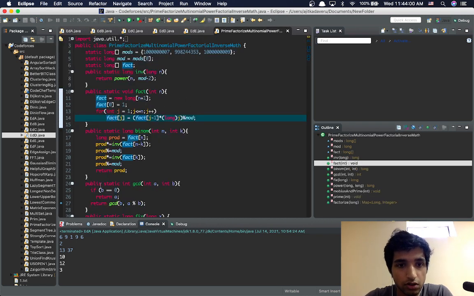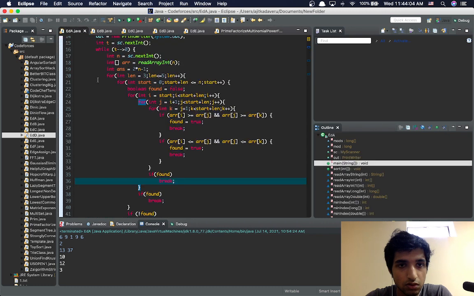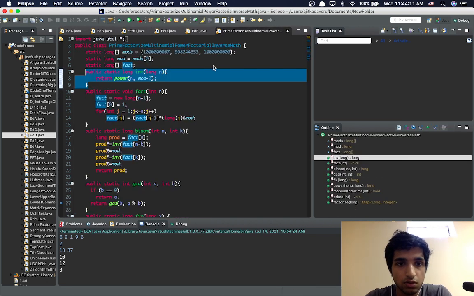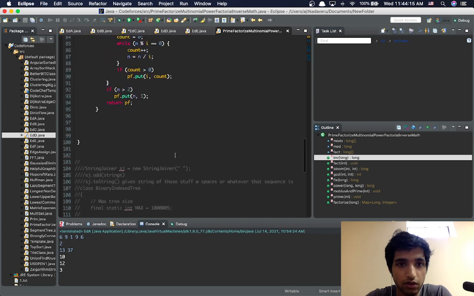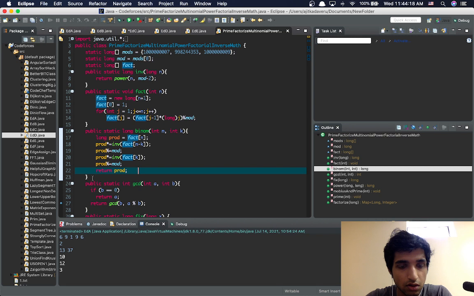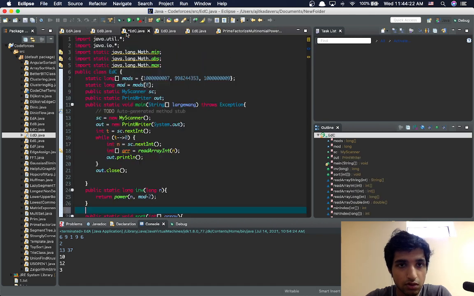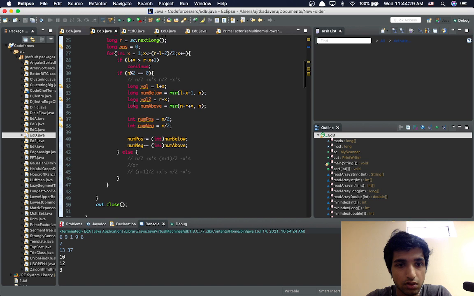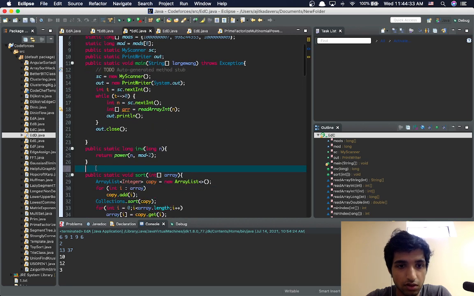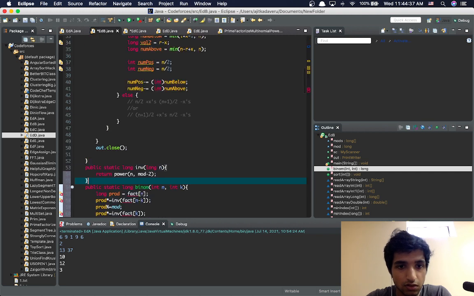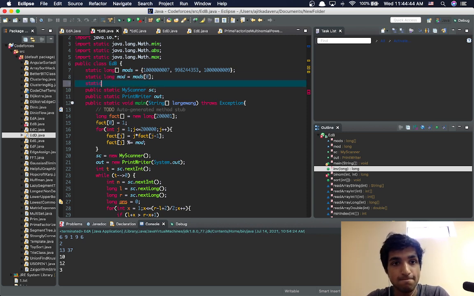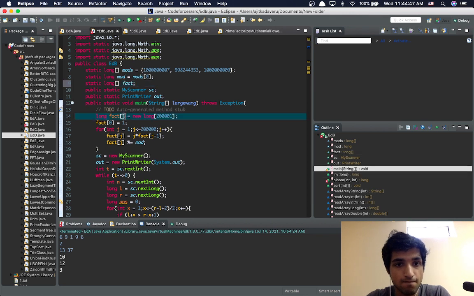Okay, and then we need the inverse function. So then we just need n choose K. I don't even know if I have that method. Oh, no, I do. It's right here. Wait, whoops. I put this in the wrong class. Okay, and I have to make factorial static. Okay, there we go.